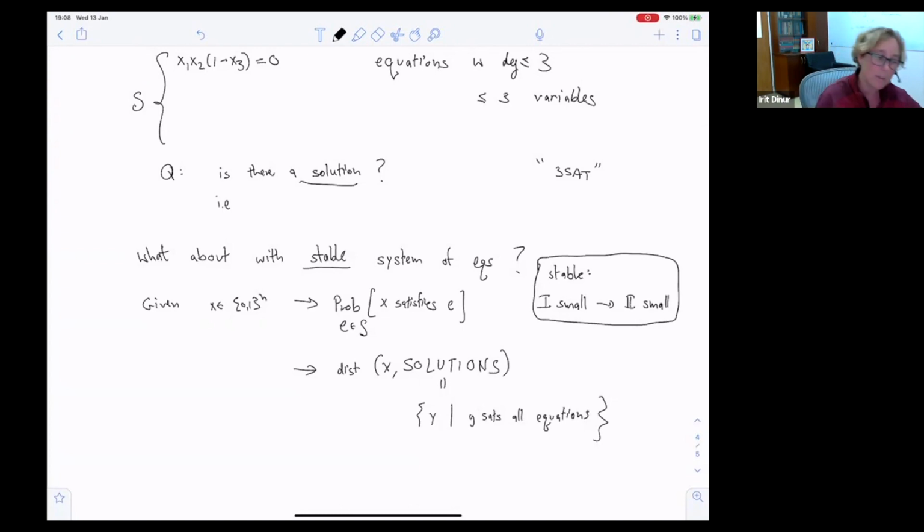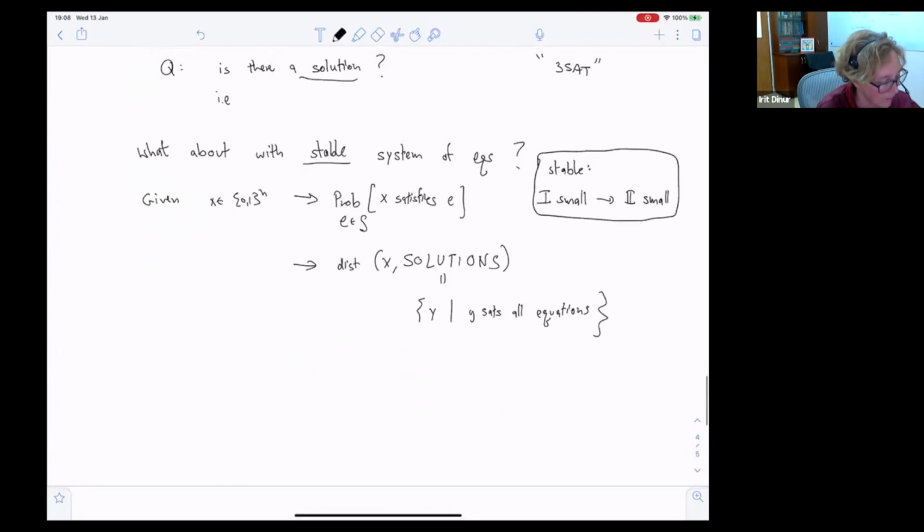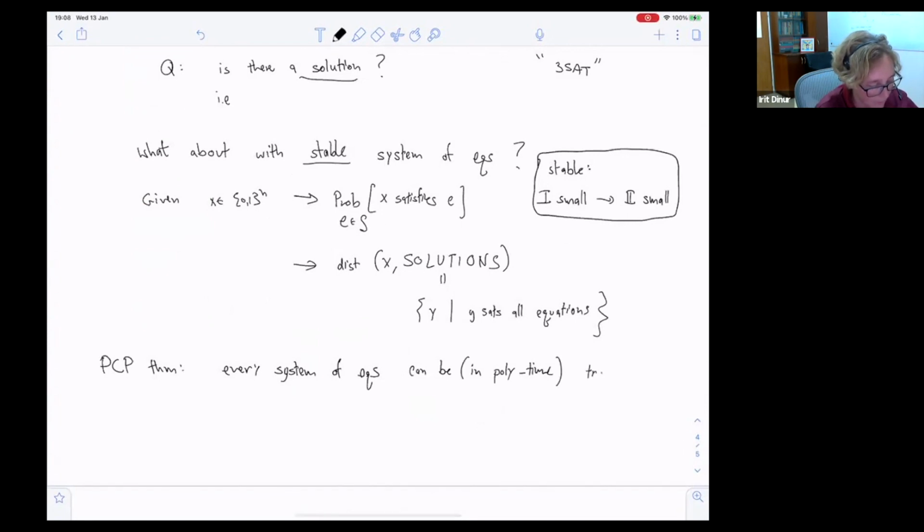And what does the PCP theorem say? The PCP theorem says that every system of equations like the above can be transformed in polynomial time. So even though you don't understand the set of solutions, running in polynomial time, it can be transformed, translated, I don't know what to say, to a stable system of equations.